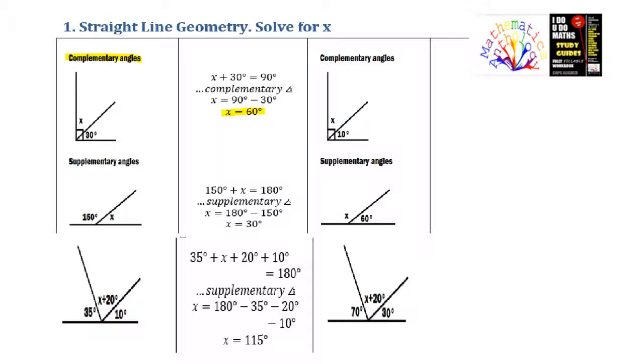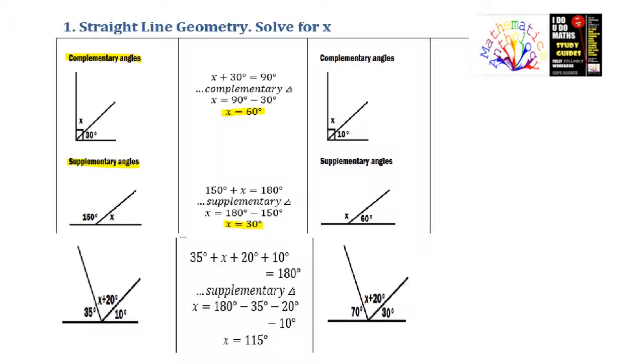The next one, supplementary angles. Supplementary angles add up to 180 degrees. So we have 150 and x there. So 150 plus x is equal to 180. Supplementary angles is my reason. x will then equal 180 degrees minus 150 degrees, which is 30 degrees.